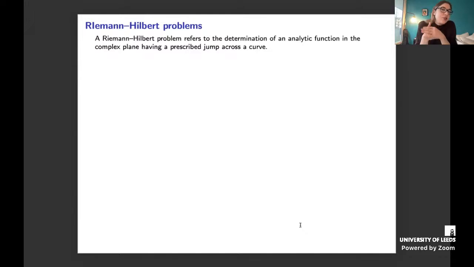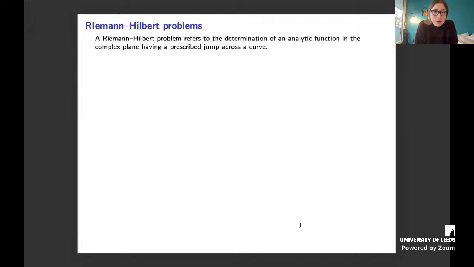So this is still just to give a sort of complete context of what are the techniques at the object appearing. It is not necessary to really understand what a Riemann-Hilbert problem is from the technical point of view. It's just that the techniques used by Baik-Rains rely strongly on Riemann-Hilbert problems for the Painlevé-2 equations. So what is a Riemann-Hilbert problem?